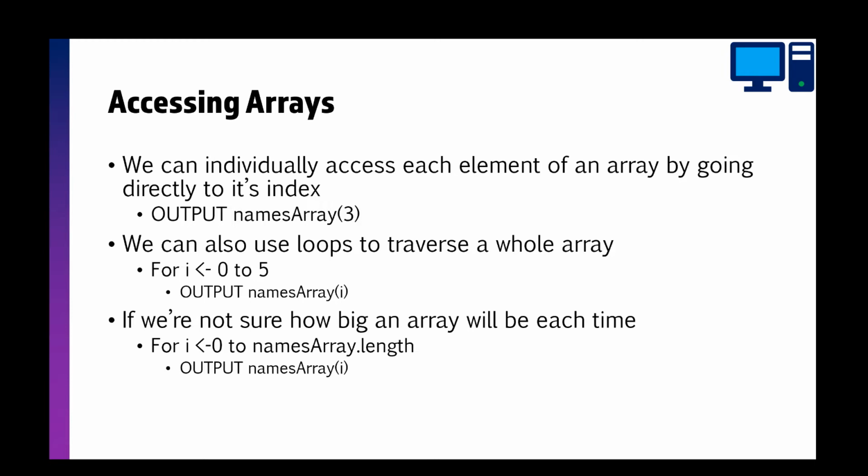Now, if we're not sure how big an array is going to be, so it might be that we create an array, but maybe the user types in an input that declares how big the array is going to be, so we're not sure what it's going to be every time, so we can't say from 0 to 5. What we can do is for i equals 0 to the name of the array dot length, or length of name array. It doesn't really matter too much in pseudocode, but names array dot length is quite a common way in programming to access the length of something. And then output names array i as normal.